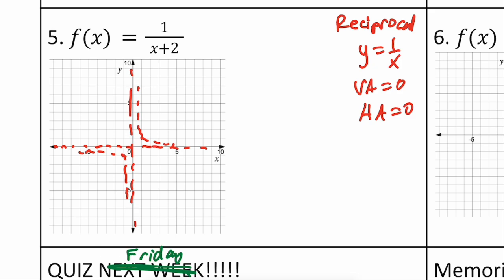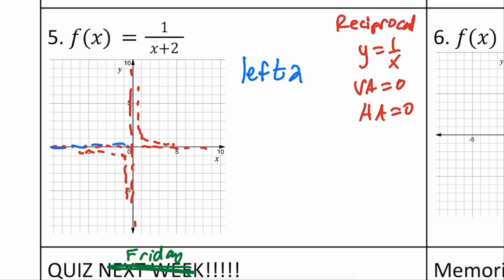What transformation has happened for number 5? We have a plus 2 by the x on the inside of the function. What has happened to our function? What does that plus 2 do to our function? It's going to the left 2. So the heights haven't changed. The y values haven't changed.